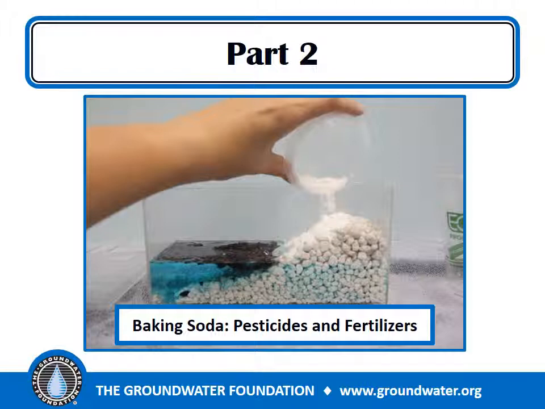Fifth, have the assigned student from each group add the baking soda all over the gravel in the model aquifer. Explain how this baking soda represents pesticides and fertilizers. Pesticides are chemicals used to kill insects that can destroy our crops, and fertilizers are nutrients that help plants to grow. Both are good things when used in proper amounts. However, too many pesticides and fertilizers added to our gardens and croplands can be harmful to our environment and can pollute our groundwater.